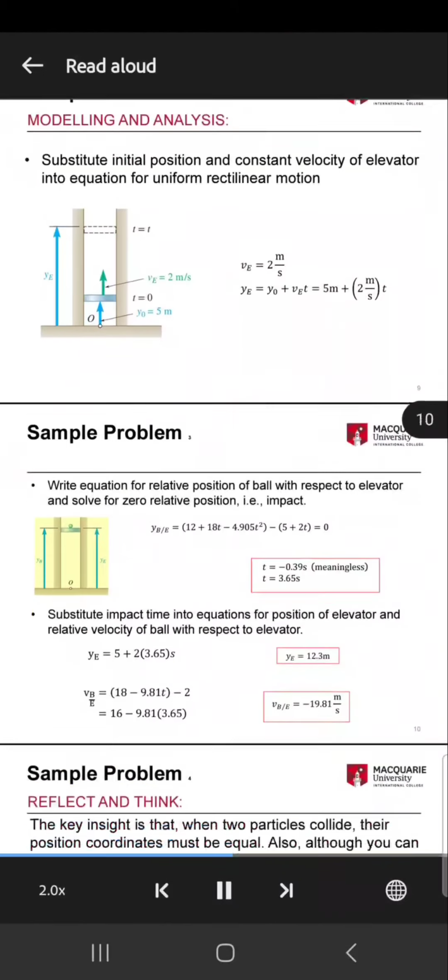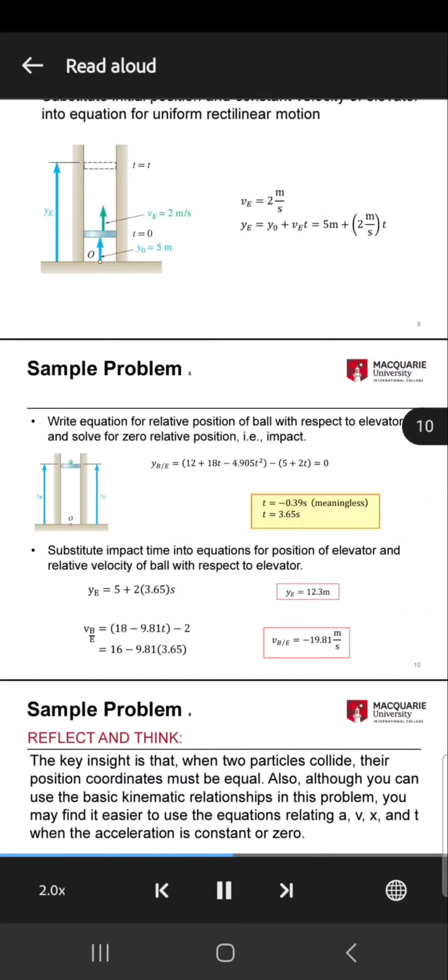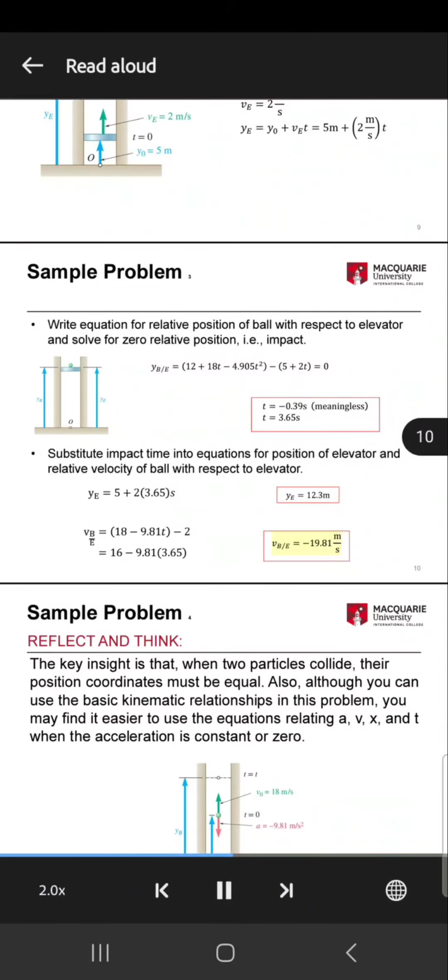Sample problem 3. When the ball meets the elevator, their positions are equal. t equals minus 0.39 s, which is meaningless, or t equals 3.65 s. Substitute the impact time into the equation for the position of the elevator and the relative velocity of the ball with respect to the elevator. y_E equals 12.3 meters. v_B/E equals minus 19.81 meters per second.